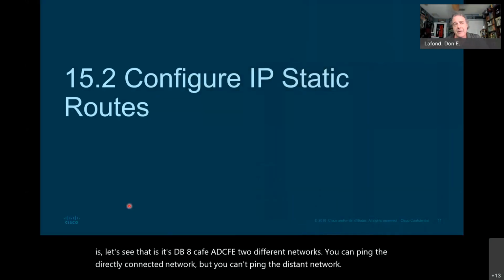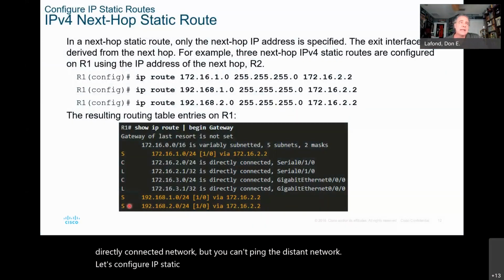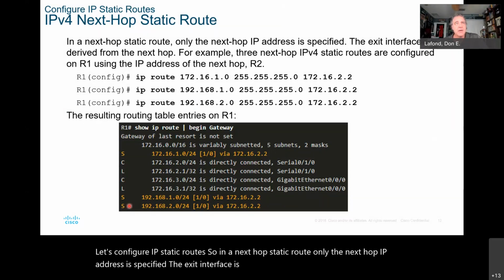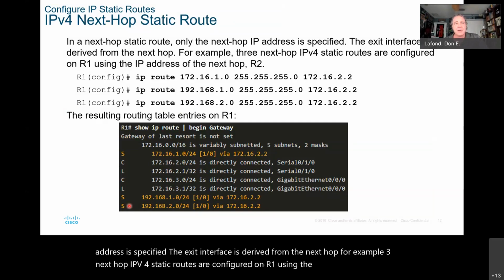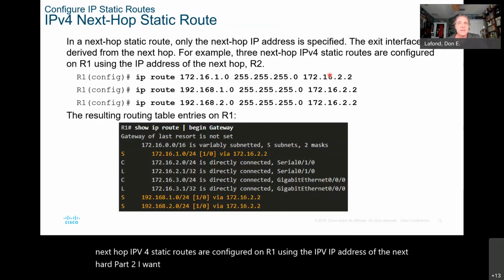Let's configure IP static routes. So in a next hop static route, only the next hop IP address is specified. The exit interface is derived from the next hop. For example, 3 next hop IPv4 static routes are configured on R1 using the IP address of the next hop R2. I want you to know it is the same.